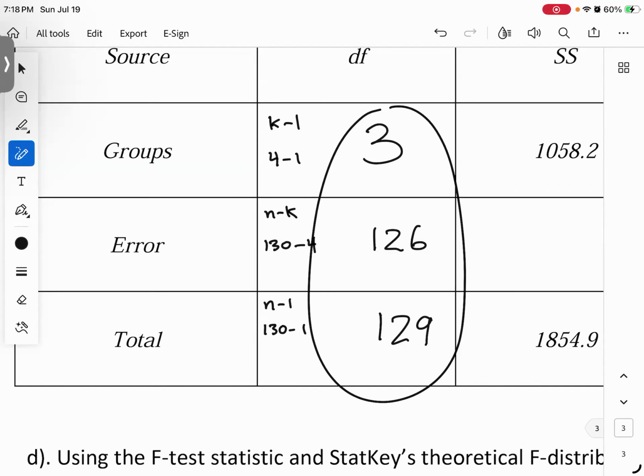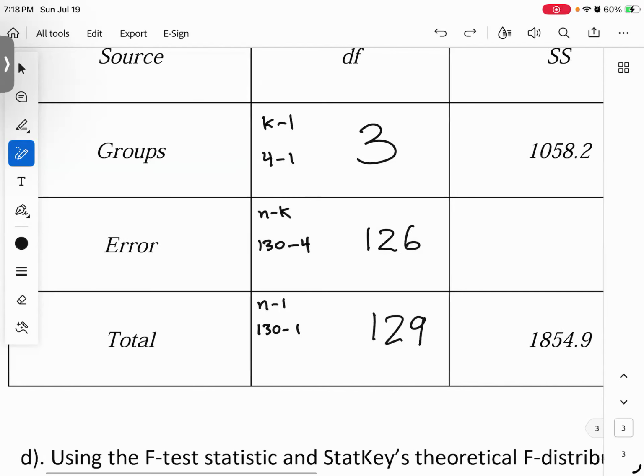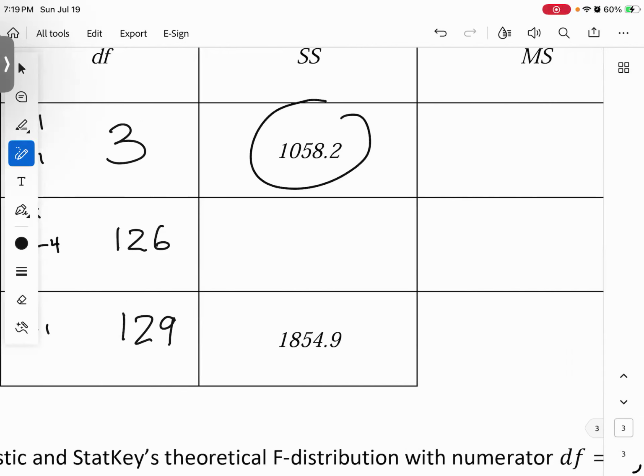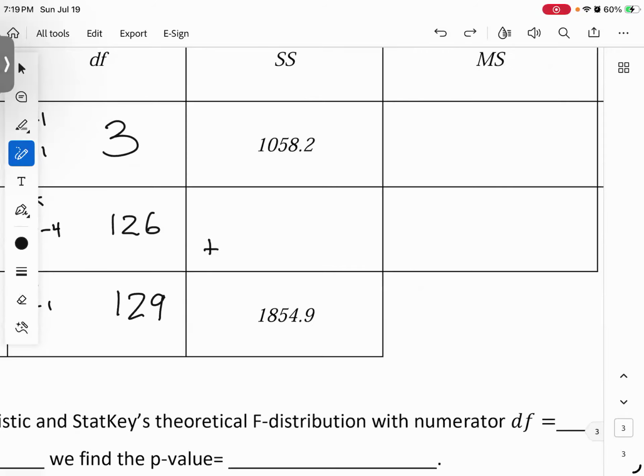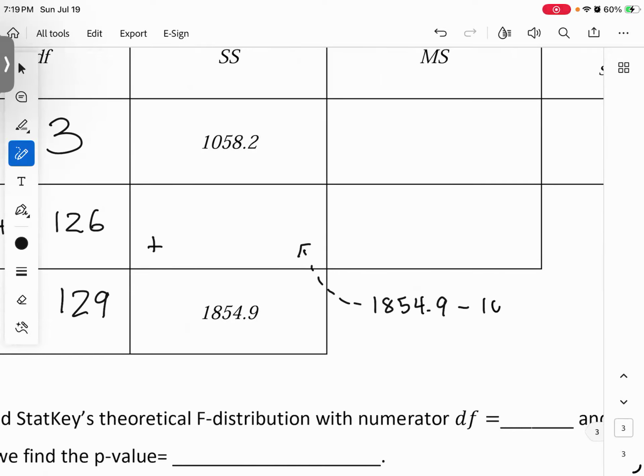Again, it's a big deal. These add up vertically to give you the total degrees of freedom. Likewise here, Stacky has already given us 2 values to start with. So when you add up whatever's missing here with what's already given, it should be a total of 1854.9. To get this missing value on your calculator, just work backwards and do 1854.9 minus that smaller number on the top. And that's going to fill in the gap there.